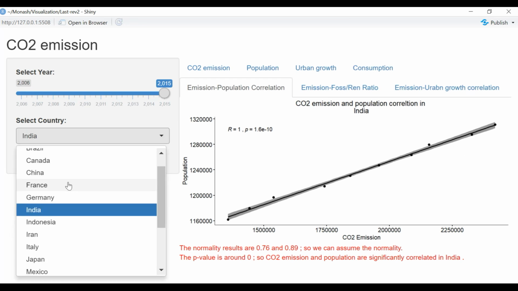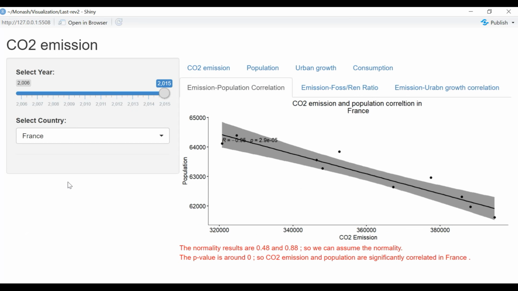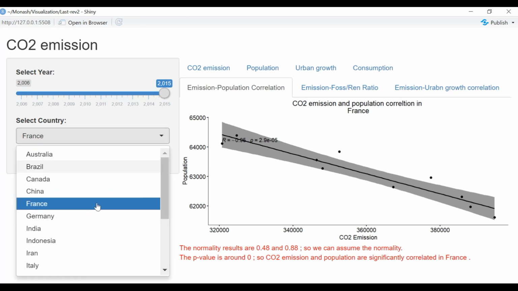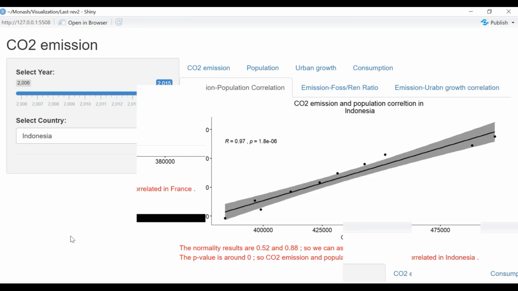Let's take a look at another country like France. It is very interesting. There is a significant correlation, but with the decrease in the population, actually carbon dioxide emission is growing. So the result here is that we cannot have the same hypothesis for each country in saying that there is one rule and with increase in population there's going to be carbon dioxide emission increase. That's not true.